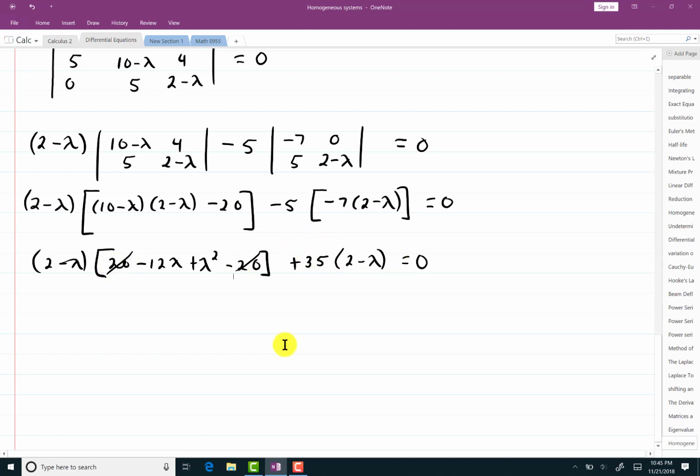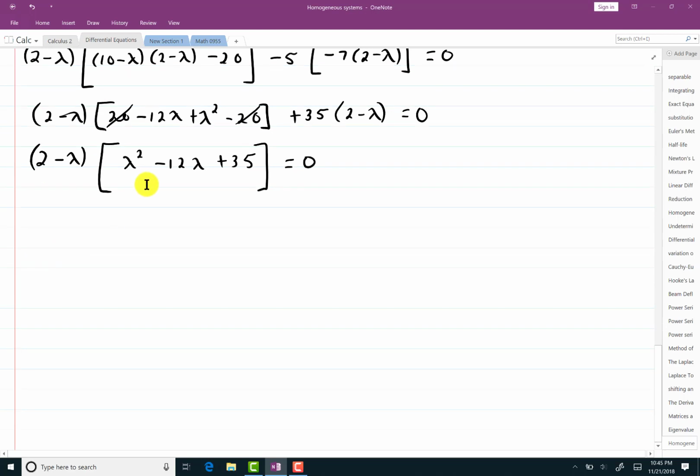Now this was really nice. You notice you have a 2 minus lambda attached to both pieces, so I'm going to factor it out. What will be left then is my lambda squared minus 12 lambda plus 35. That'll equal 0. I can factor this stuff in there. I'll get 2 minus lambda times, looks like, lambda minus 5 times lambda minus 7. So my eigenvalues will be lambda equals 2, 5, and 7.